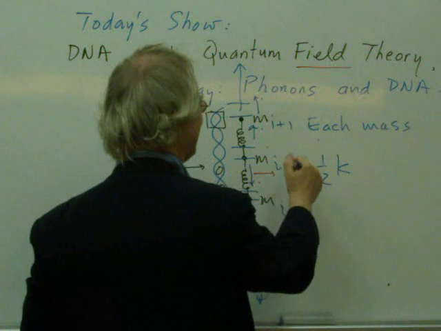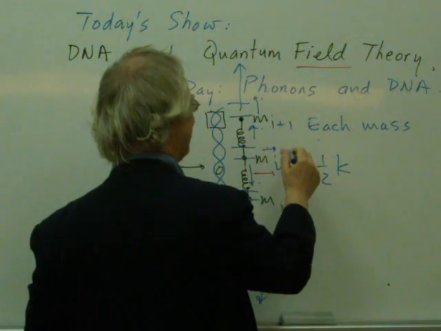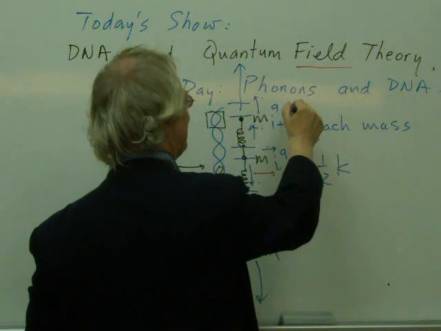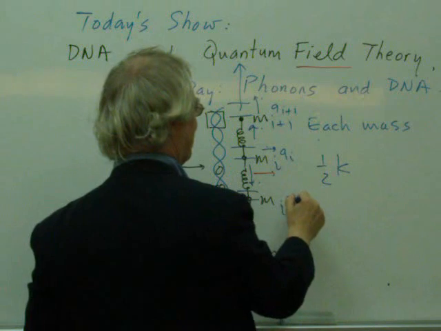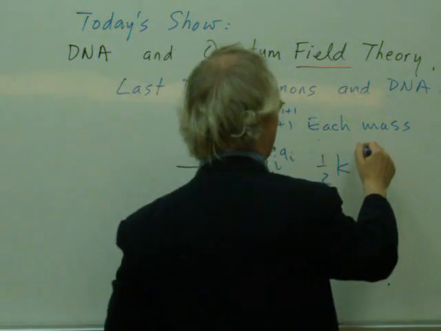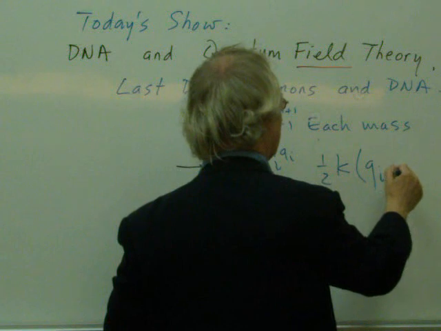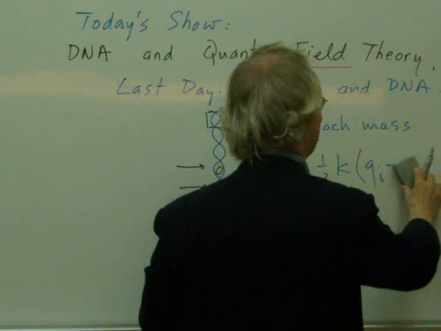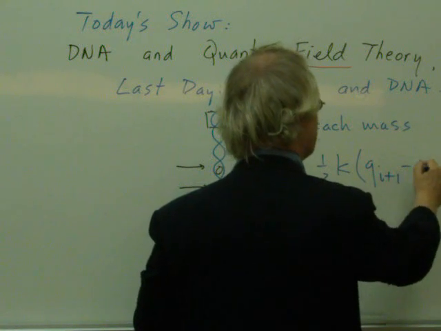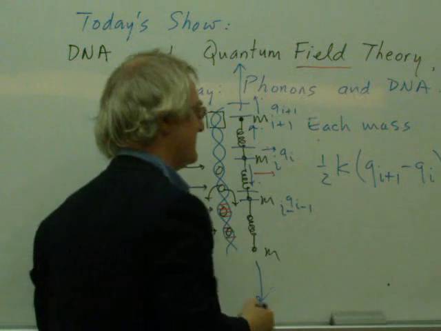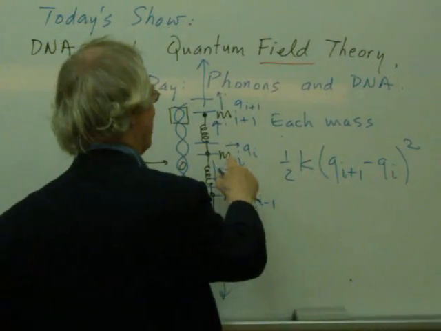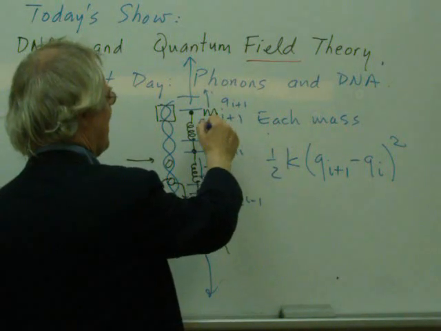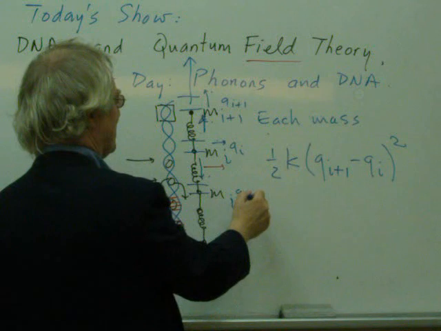I'll call this displacement q sub i, this displacement q sub i plus 1, and this displacement q sub i minus 1. I want to do it this way: q i plus 1 minus q i, all squared. See? That's the potential energy of m sub i under the action of m sub i plus 1 pulling this way, and m sub i minus 1 pulling backward.